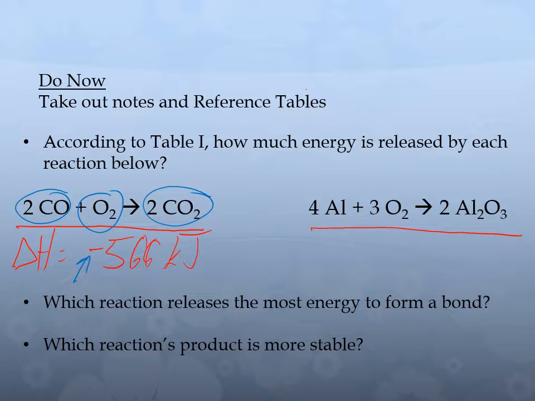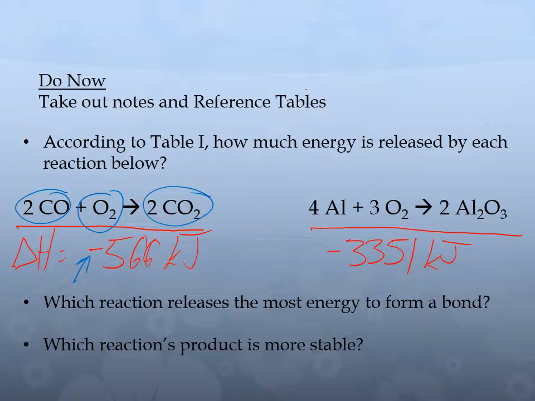On the other side, this other reaction here is going to be 2 lines underneath the previous example on table I. This one tells us that negative 3,351 kilojoules of energy are released every time you get 4 moles of aluminum and 3 moles of oxygen combining to make 2 moles of Al2O3. Now, on the bottom, the question says, which of these 2 reactions releases the most energy when bonds are formed?